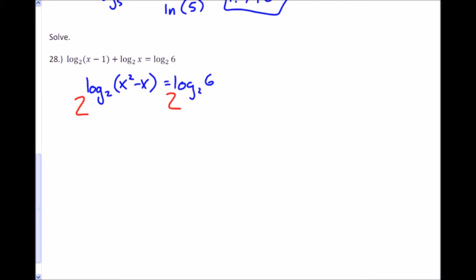And now to undo log base 2, I do 2 raised to the power of each side. So each side of my equation becomes the exponent. The log base 2 and the 2 cancel. So over here, I'm left with an x squared minus x. Over here, I'm left with a 6. And now I've got a quadratic equation to solve. I subtract the 6 from each side.